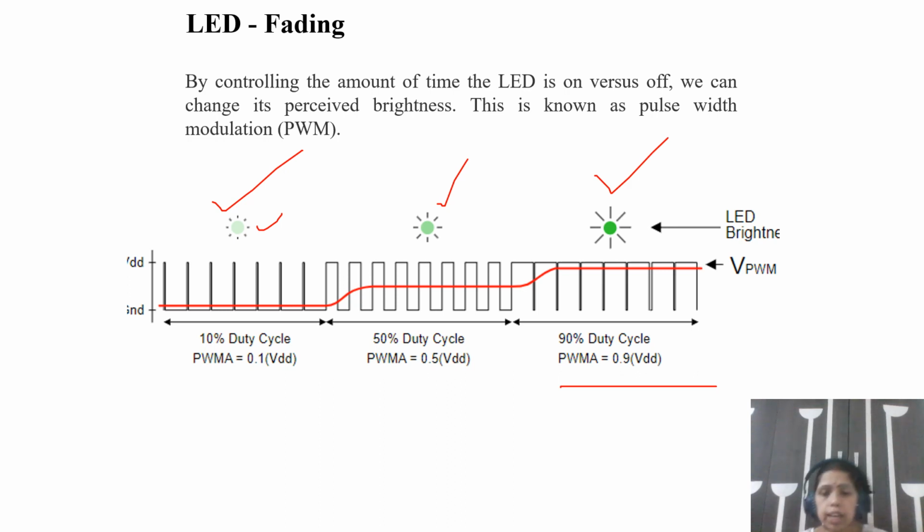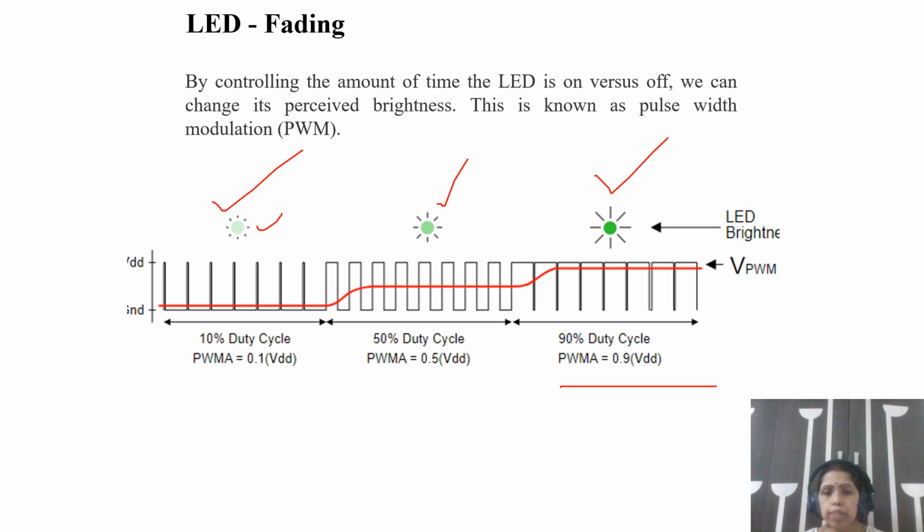So last class I discussed the LED blinking. How can you write the code in Raspberry Pi for LED blinking? For that you need to know the concept of Python, as well as the concept of the pin configuration of the Raspberry Pi. Okay, so now come to the LED fading.